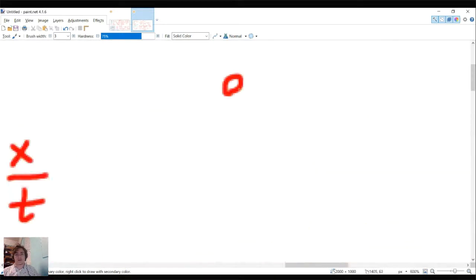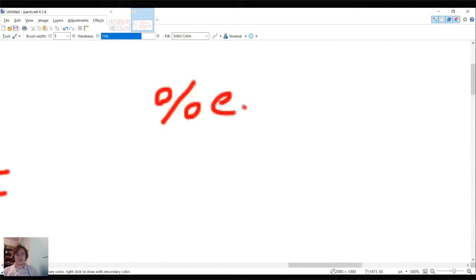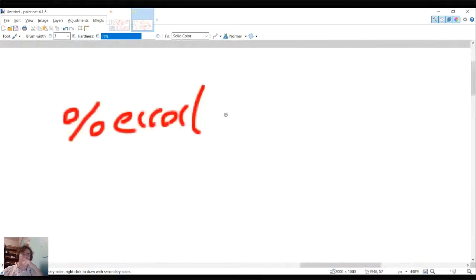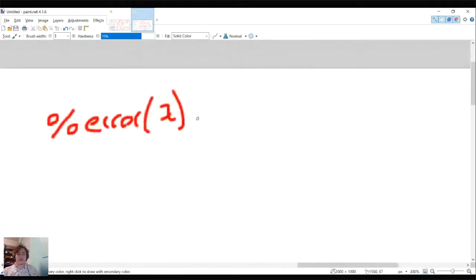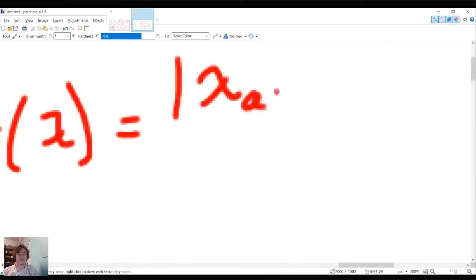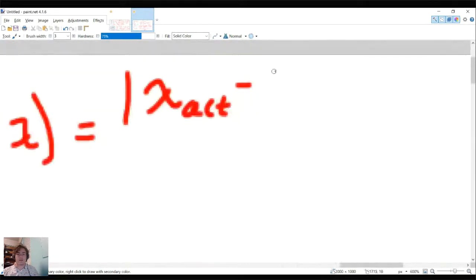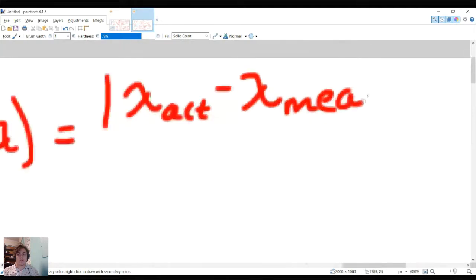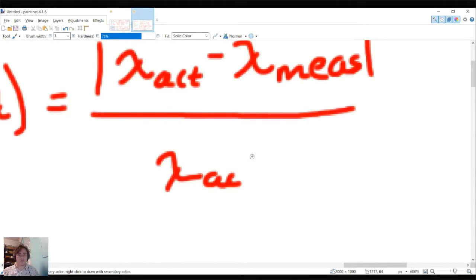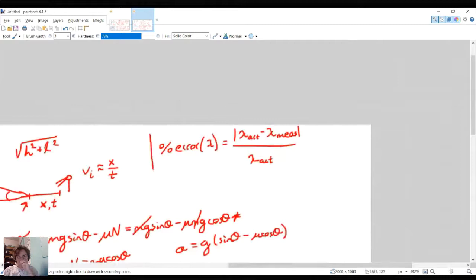So percent error for some physical quantity, we'll call it, what are we gonna, some Greek letter, right? Of course we're gonna use a Greek letter. Lambda. So percent error for some value of lambda is going to be the absolute value of the actual value of lambda minus what you measured, measured, divided by the actual value.